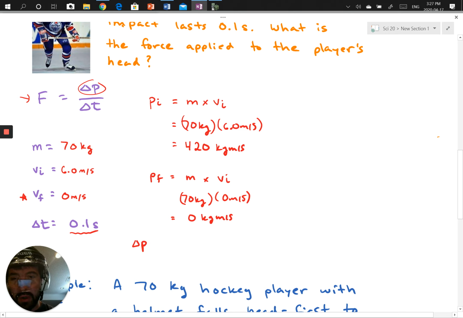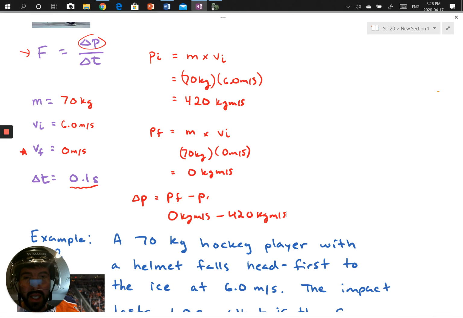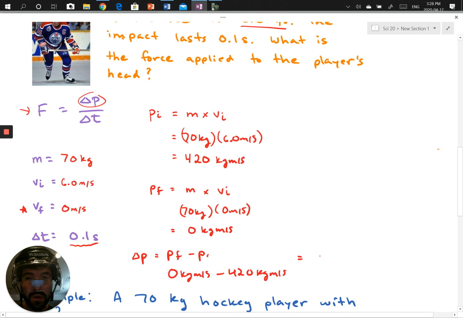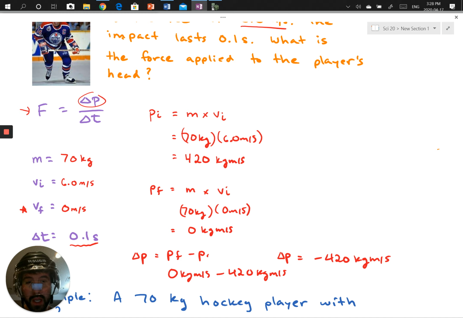Now to find my impulse, one of the ways I can do that is P final minus P initial. So it's actually going to be 0 kilogram meters per second, subtract 420 kilogram meters per second. So my delta P is going to be equal to negative 420 kilogram meters per second. So that's my impulse. That's my change in momentum. A player goes from a high momentum to a low momentum, so it's going to have a negative impulse.